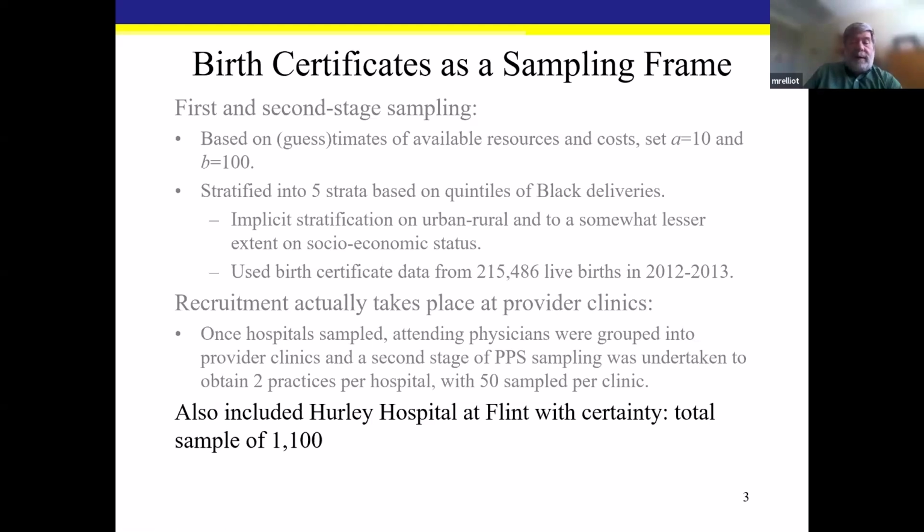We also threw in Hurley Hospital in Flint with certainty, so it didn't just show up in the sample, but we wanted it in there anyway, in particular because of the lead crisis that was going on at the time. And that gives us a total target sample of 1,100.